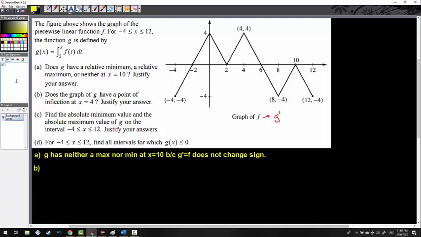If g double prime changed signs, that means that f would have to be changing direction. So, I can say then yes, g has a point of inflection at x equals 4, because g double prime equals f prime changes sign, or I could say f changes direction. So these questions here, when you have a graph that's the derivative of something else, they're usually pretty straightforward, I'm hoping. But yeah, let's move on to part C.